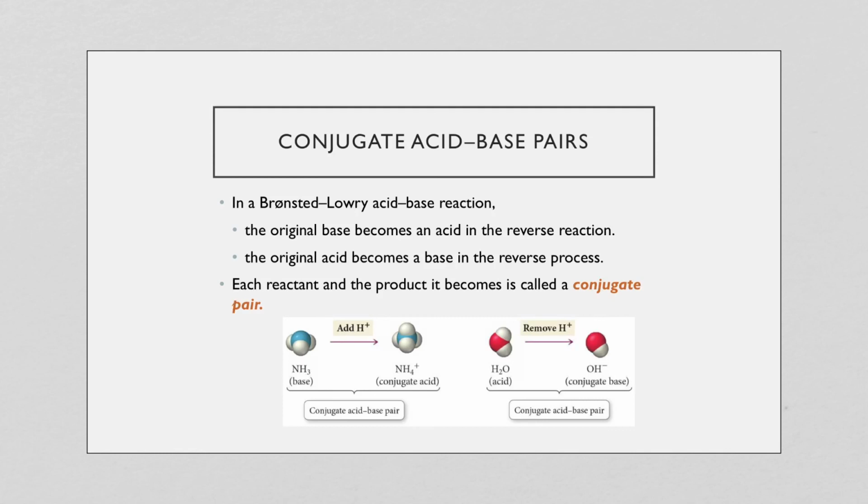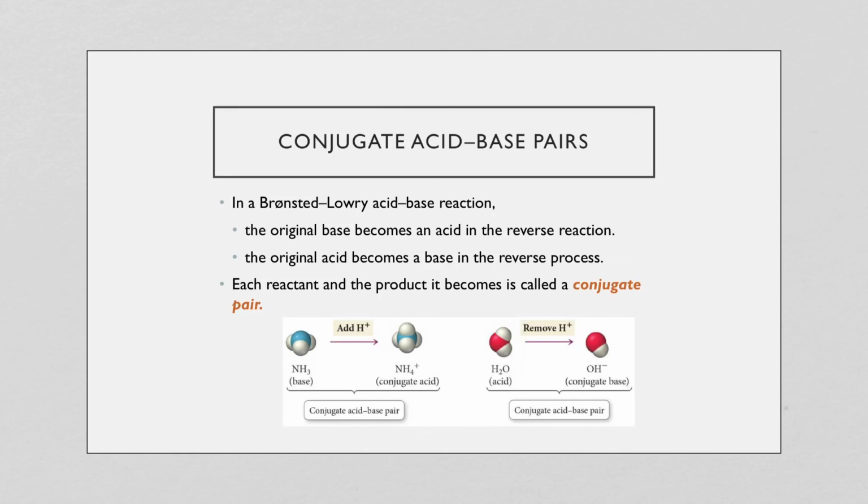So the original base turns into an acid. The original acid turns into something that can function as a base. So our original acid, in this case water, goes into hydroxide ion, which can function as a base. Ammonia, the original base, goes into ammonium ion, which could now function as an acid. It can give that proton back to ammonia, or donate it to something else to go back to form ammonia.